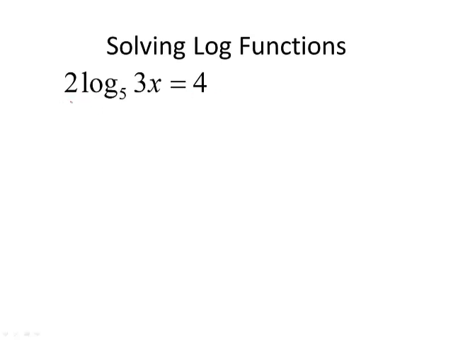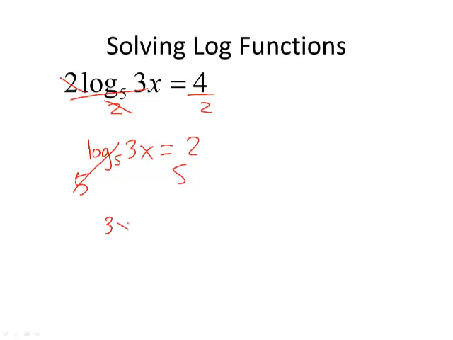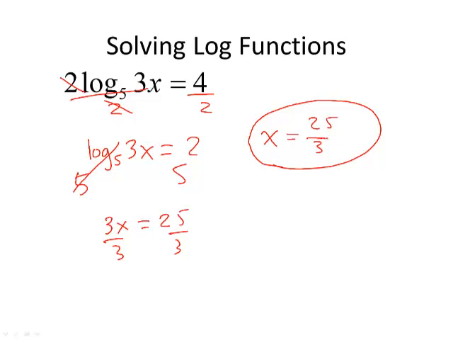Okay, you do this one. All right, here we go. Let's try that. Log base 5 is equal to 2. Anti-log base 5. I get 3x is equal to 25. Divide by 3. And x is equal to 25 over 3. I like improper fractions. Okay.